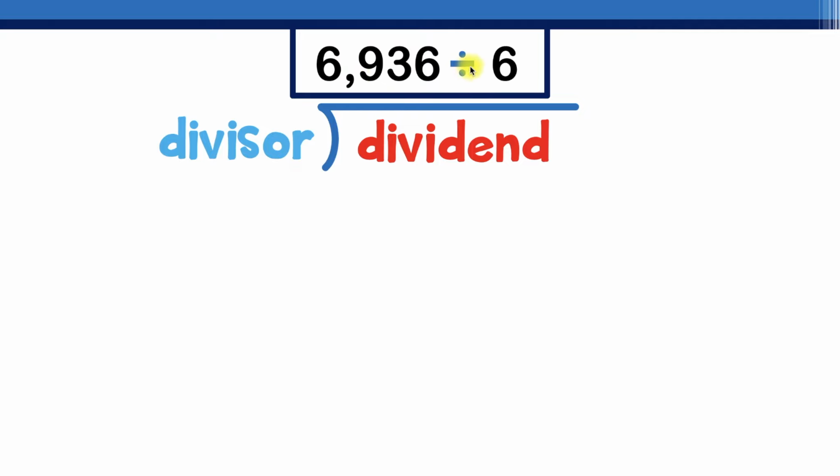Well, in this question here, the first number is the dividend. So this will go right inside the notation. The second number in standard division notation is actually our divisor. So we'll take this 6 and put it right out here.